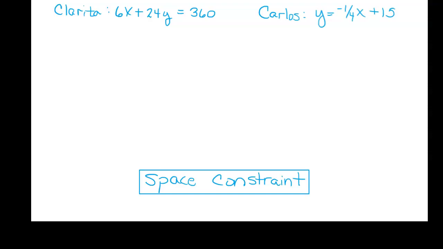In this task, you're asked to show the steps that you could use to turn Clarita's standard form of the equation into Carlos's slope-intercept form of the equation, and explain why you're able to do each of the steps. The second part of the first question asks you to do the same thing, but now you're starting with Carlos's y-intercept form, and you're converting that into Clarita's standard form of the equation.